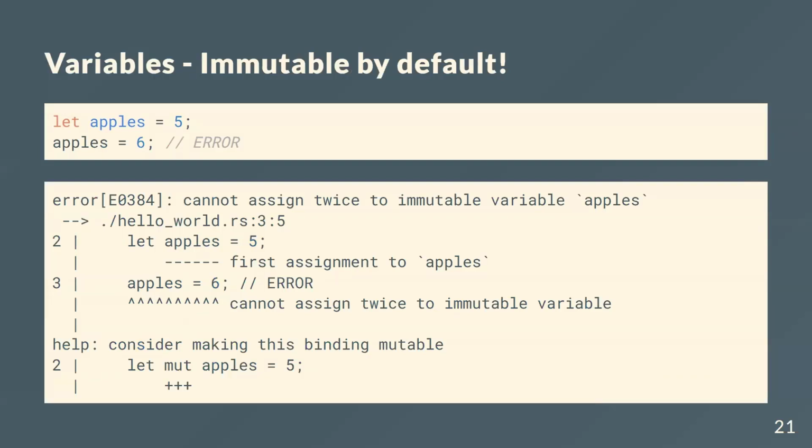But unlike a lot of other languages, it's immutable by default, and this trips a lot of people up when they're working with it for the first time, unless they're coming from a functional programming background. Any Haskell programmers in the house?